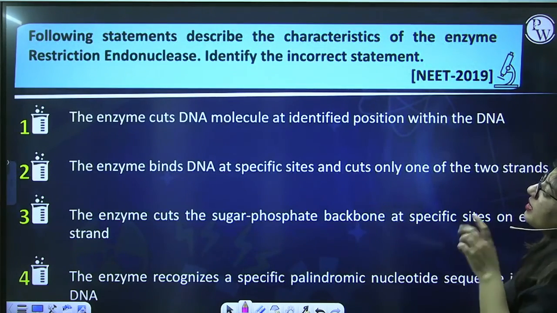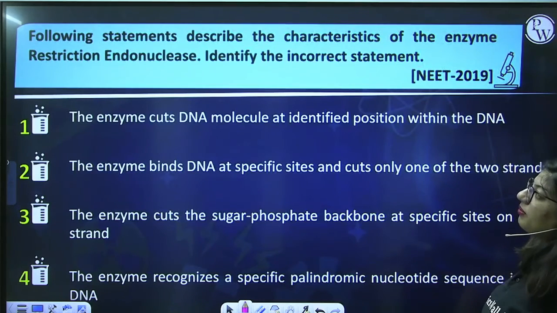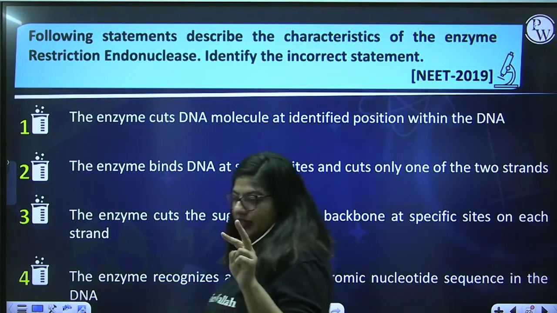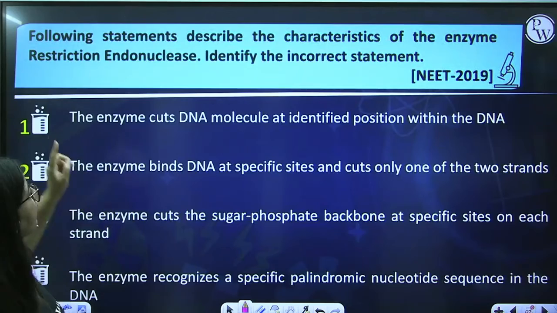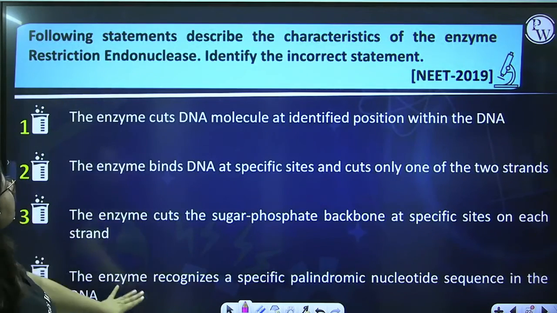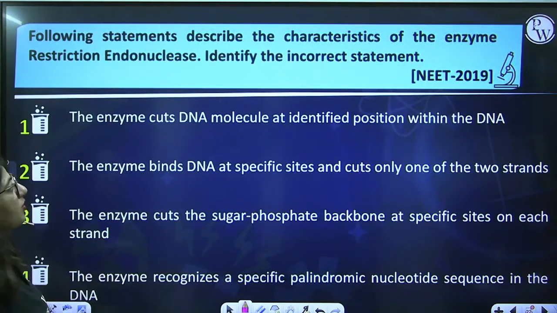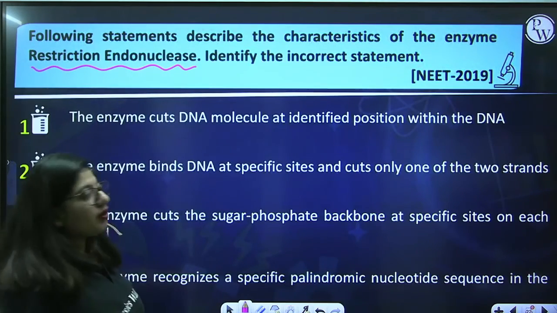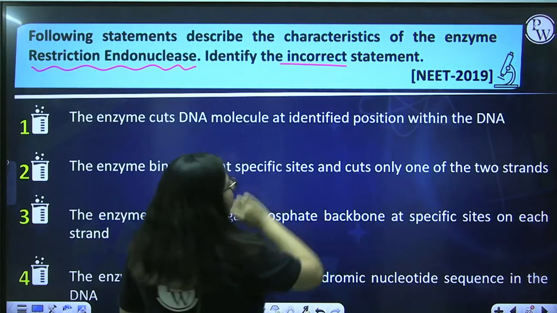The following statements describe the characteristics of the enzyme restriction endonuclease. Identify the incorrect statement. First, see what the statements say. There are certain statements on restriction endonuclease. Our mind is prepared for biotech. Now, what you have to find is the wrong statement, the incorrect one.